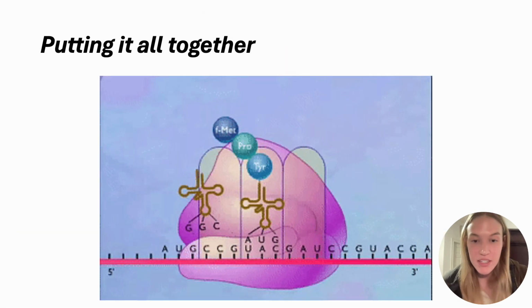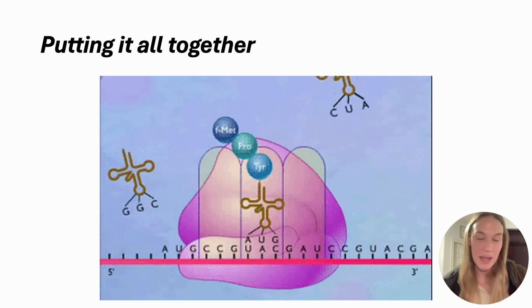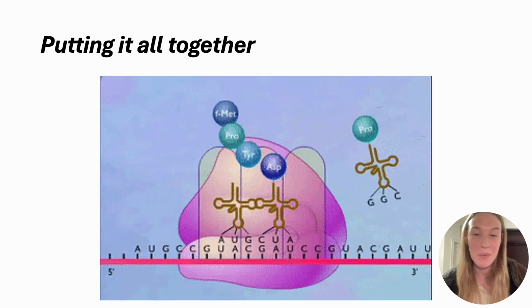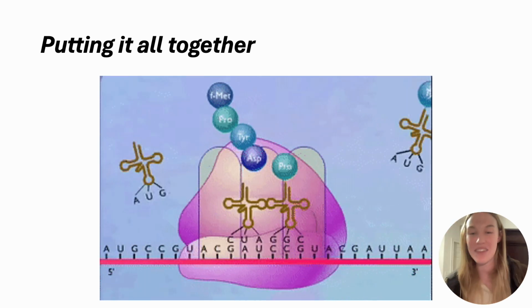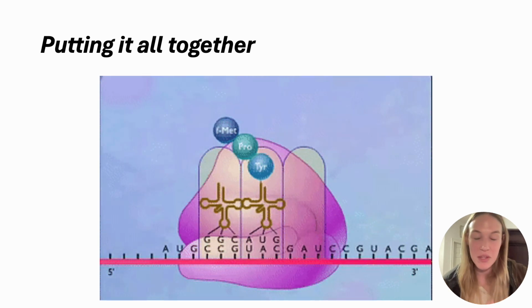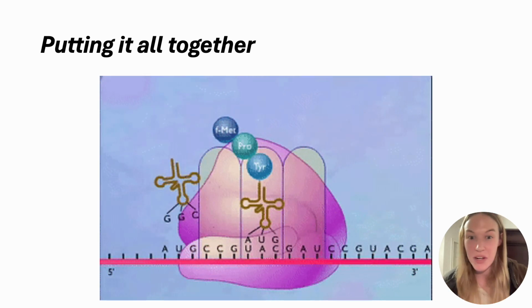Now, putting it all together, I want you to think about all of the steps. So first, we had translation initiation that we basically just skip. We don't talk about it in this course, but understand that there's a lot of complexities there. Now, we also have to understand the roles of the three RNAs before we even start talking about elongation.